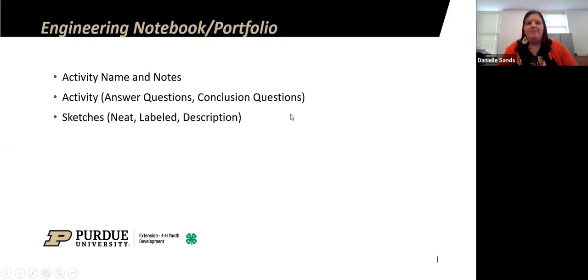So your engineering notebook, I'm sure you've been told that having an engineering notebook is very helpful. You can have engineering paper that's just gridded paper or an actual notebook. But for your participation today, it may be helpful to write down the activity name and some notes that you can take about the activities. When we talk about Pascal's law, there will be some equations that you might want to write down. You can answer questions or write conclusion questions or statements about the activity. And then this is where you'll keep sketches that are neat, labeled, and a description of the sketch. That way you can refer to them again.